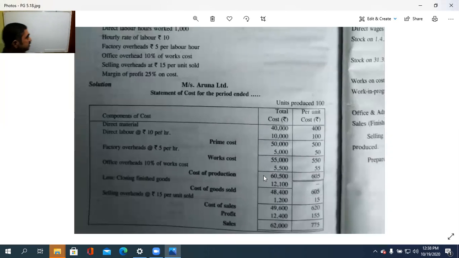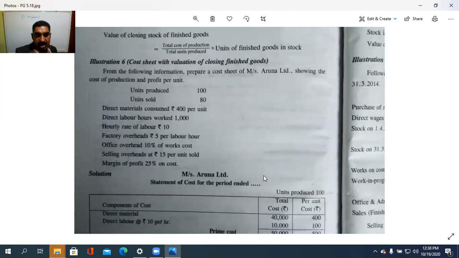Direct materials, how much is it? There are 2 columns. Here, what is the required information? Direct materials is 400. How many units are produced? 100. Right? So one is the per unit column, one is the total column. So per unit is 100, isn't it? So direct material 40 comes here. So 40 into 100, isn't it? Sorry, 400.